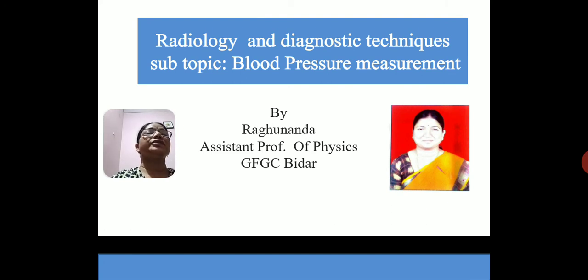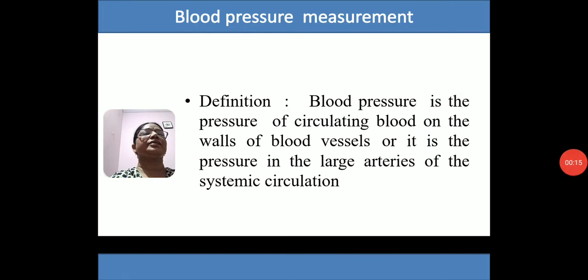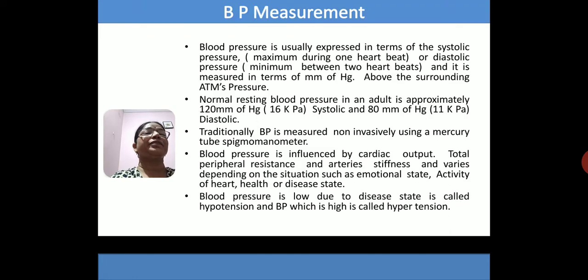Now I'm going to give a lecture on radiology and diagnostic techniques. Subtopic is blood pressure measurement. So first of all, let us know about the definition of the blood pressure. Blood pressure is the pressure of the circulating blood on the walls of blood vessels, or it is the pressure in the large arteries of the systemic circulation. Arteries are those vessels which carry pure blood from heart to all parts of the body.